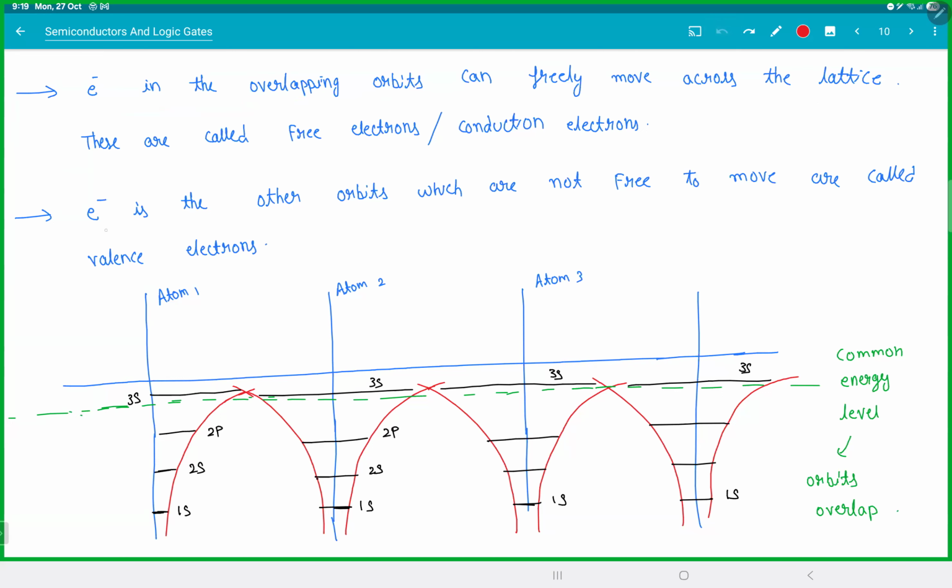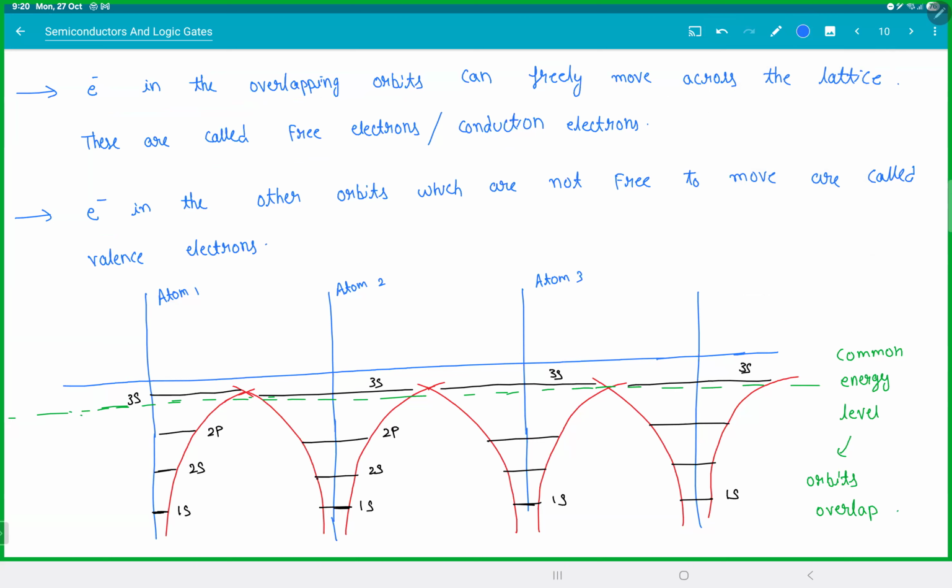And the electrons in the other orbits are not free to move, and are called valence electrons. Again, terminology is important, everyone. You should know what is a conduction electron and what is a valence electron.